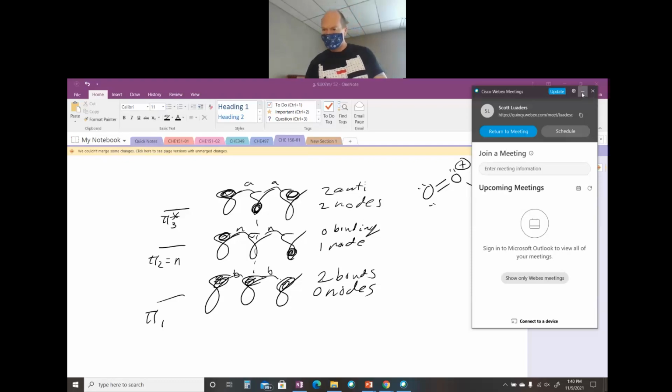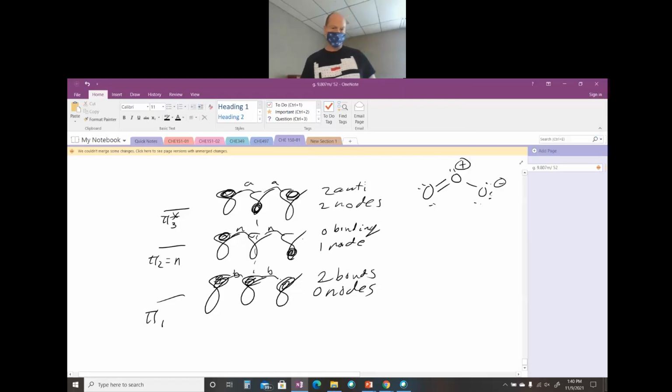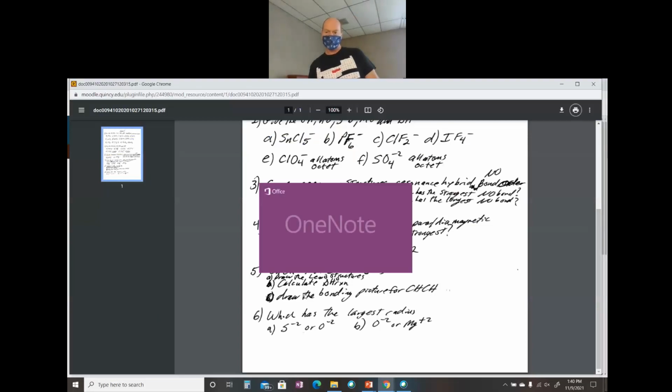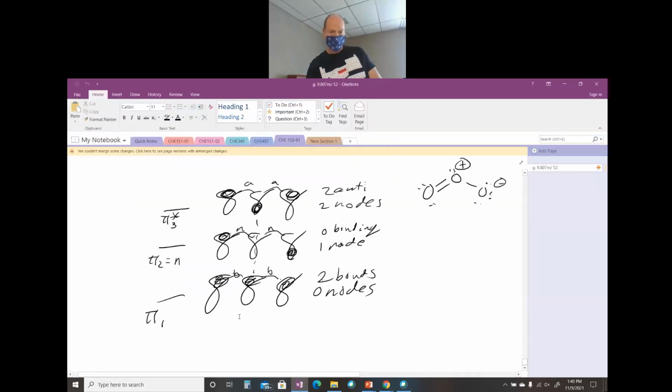All right, last time we did O3, where we had our 3x3. We had our 2 bonding, we had our non-bonding, and we had our 2 anti-bonding. So we had pi1, we had pi2, which was overall 0 bonding, so it is then an N for non-bonding. And then pi star 3 was 2 antibonds.